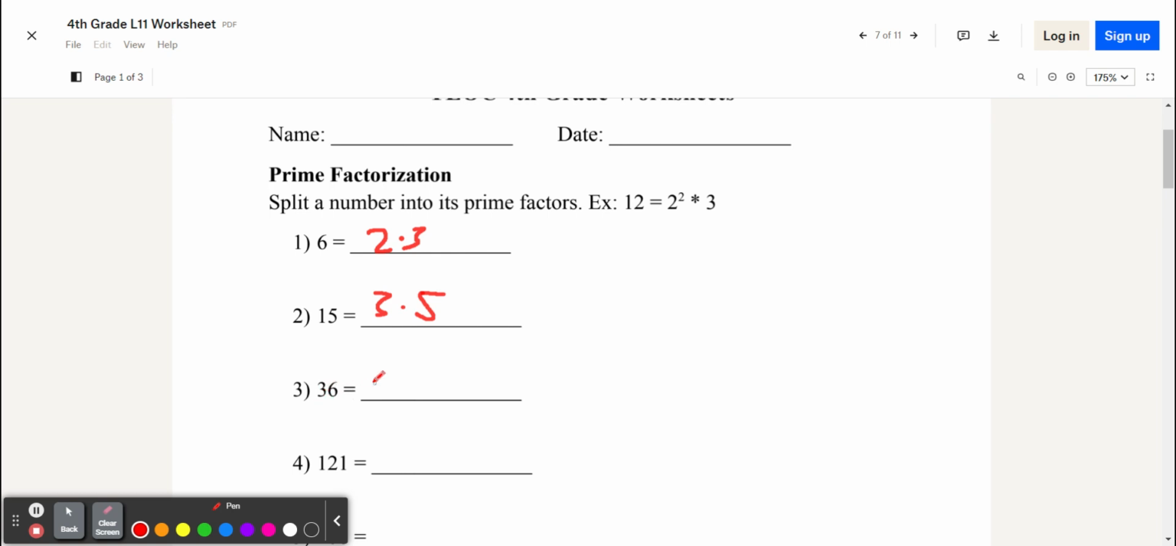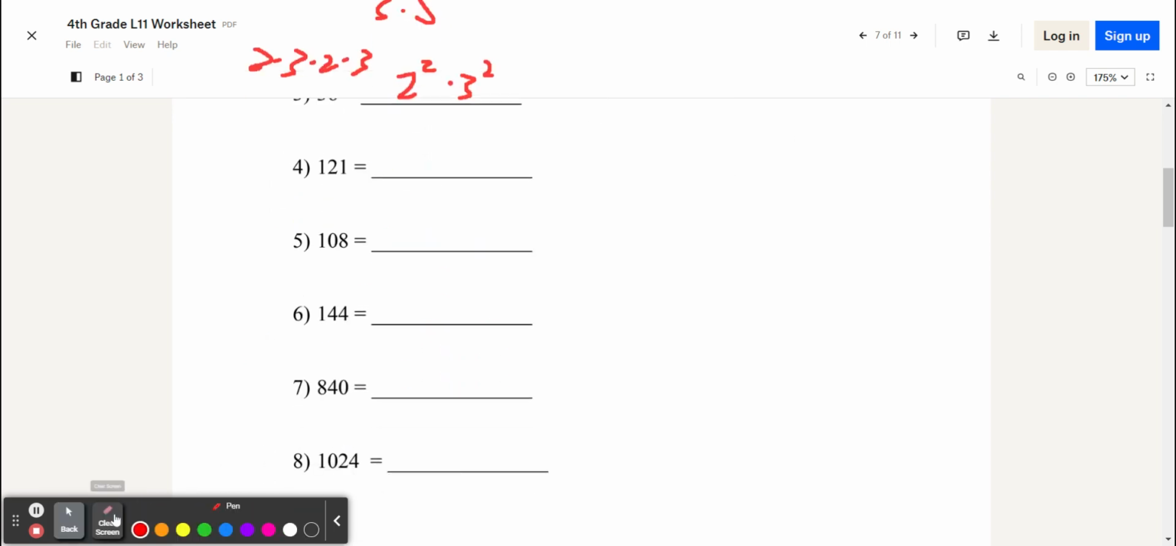36 is interesting. You can notice that it's 6 times 6, and 6 is 2 times 3. So it'll be 2 times 3 times 2 times 3, which you can write shorter as 2 squared times 3 squared. 121 is 11 squared, and 11 is prime, so there's no need to factorize further.